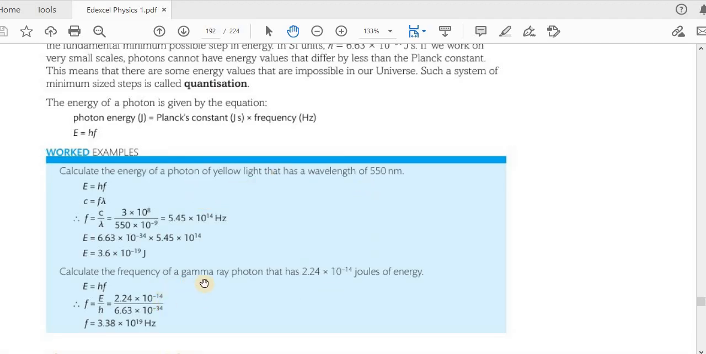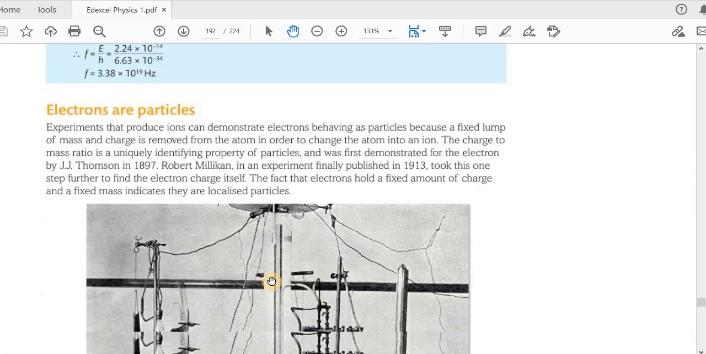Calculate the frequency of a gamma ray photon that has 2.24 × 10^-14 joules of energy. Now the energy of the photon is given. You have to find the frequency. Very simple. E is given, that is 2.24 × 10^-14. You can substitute that. h is Planck's constant. It will be given to you in the data sheet, and then you can find the frequency of that gamma ray photon. Very simple.